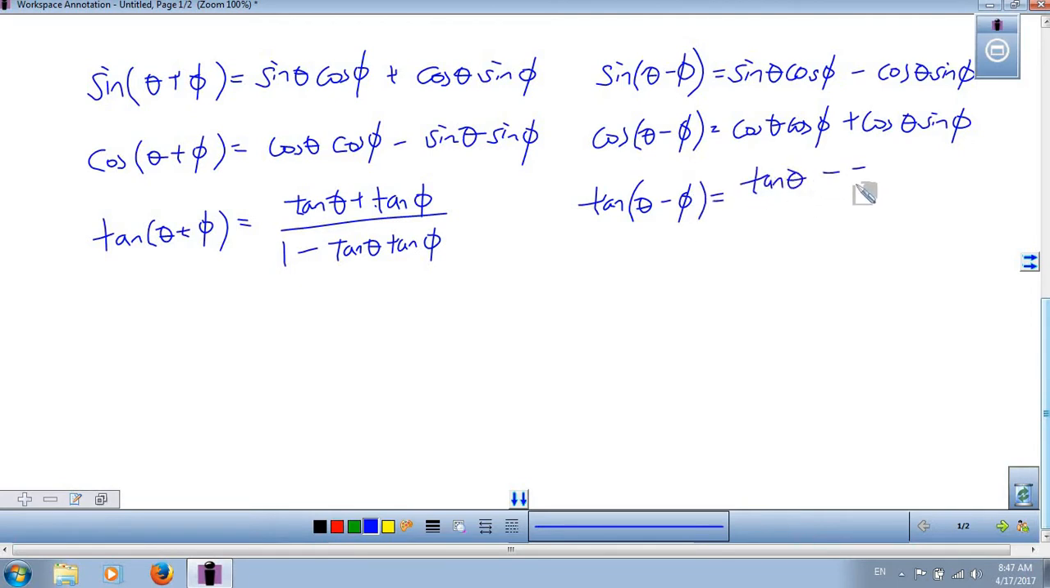So it will be tangent theta minus tangent phi divided by 1 plus tangent theta tangent phi. Okay, so those are the formulas.